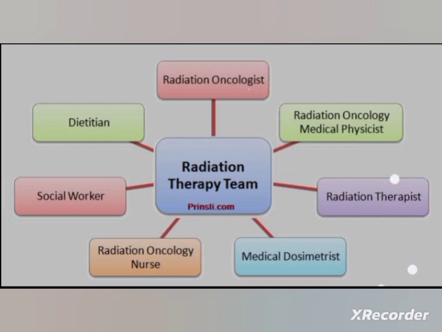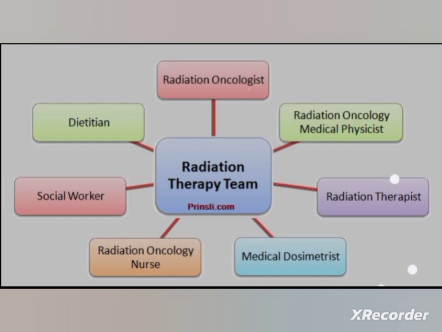The members of the radiation therapy team include the radiation oncologist, radiation oncology medical physicist, radiation therapist, medical dosimetrist, radiation oncology nurse, social worker, dietitian, physiotherapist, etc. The radiation oncologist assesses the patient's condition and holds a discussion with the medical physicist, radiation therapist, and dosimetrist. Based on the condition of the tumor, they make an individualized plan for each patient. Firstly, they understand the size and length of the tumor, and based on that they make a concise plan for each patient.